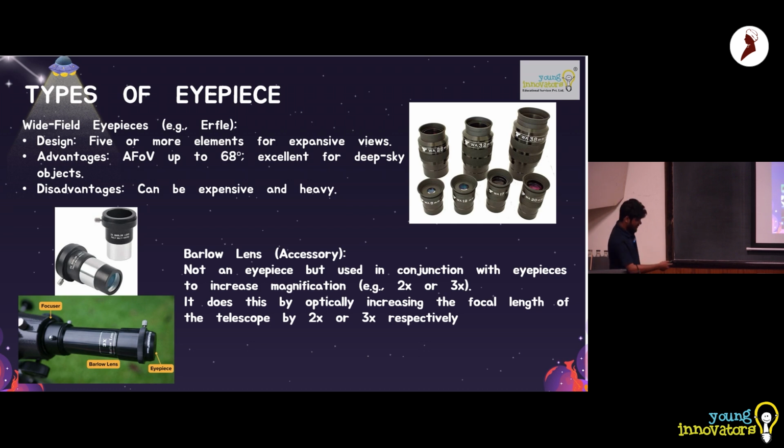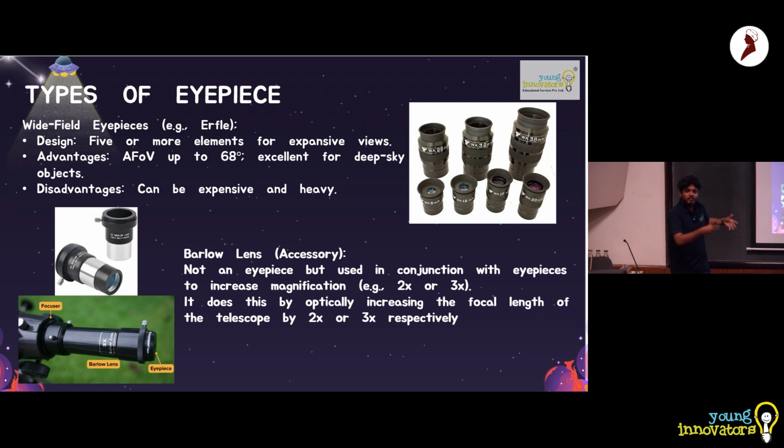Talking about eyepieces again, wide field eyepieces. Wide field eyepieces do not focus much on magnification. They focus on wide fields of view, so they can get up to 68 or even 88 degrees of field of view. This is important for deep sky objects like the Andromeda galaxy or galaxies in clusters, because they are so vast. Unlike the moon, they cover a large part of the sky, so you have to see all of them.